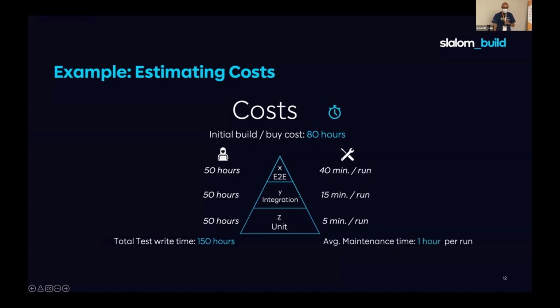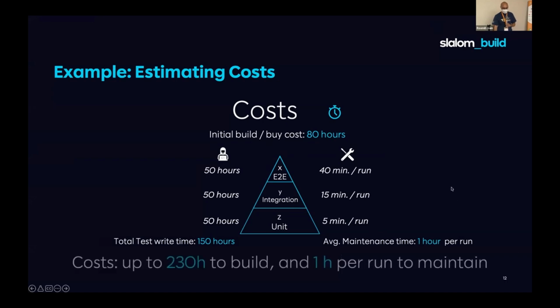Finally, we'll estimate the time it takes to maintain failing tests. Most of the time this is 0, but when there are failures, it can take hours to fix. So we'll say it averages out to about 1 hour per run. So our total estimated costs are 230 hours to build and 1 hour per run to maintain.